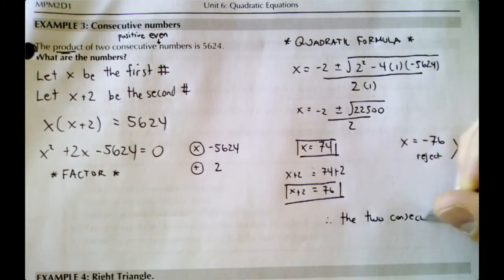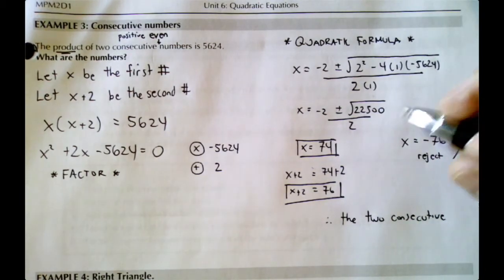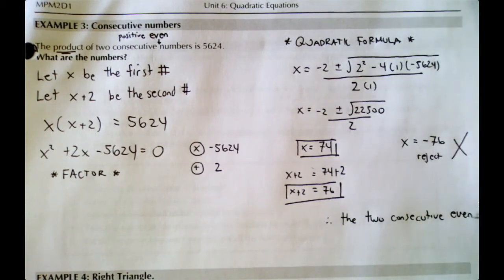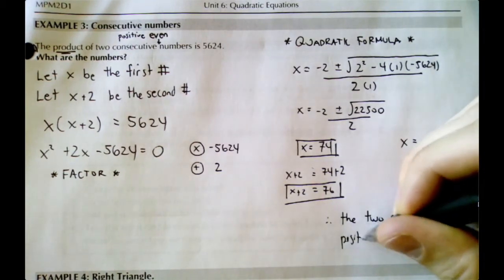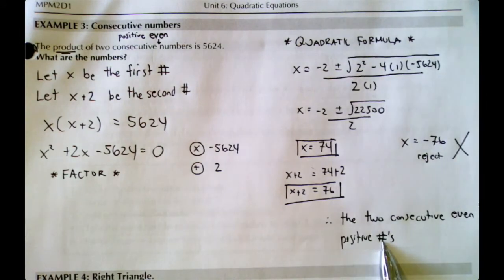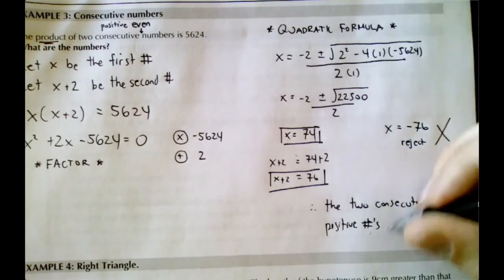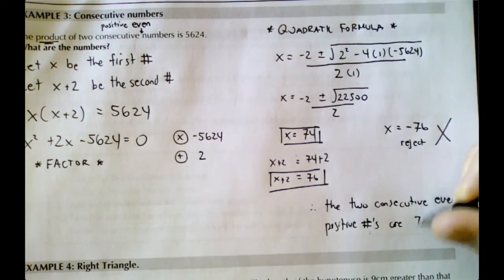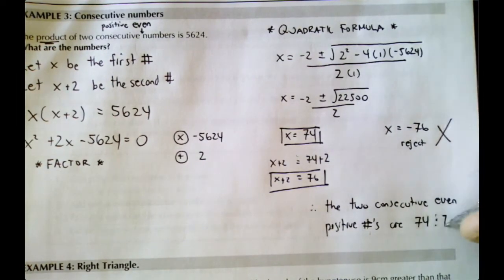Consecutive, even, positive numbers. That's a number sign, not a hashtag. Are 74 and 76.